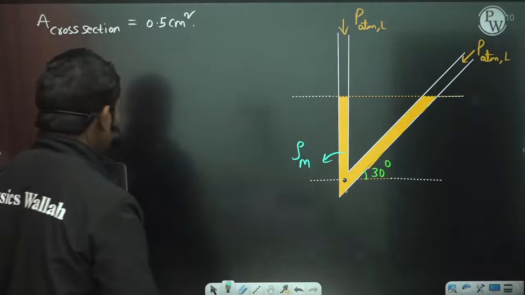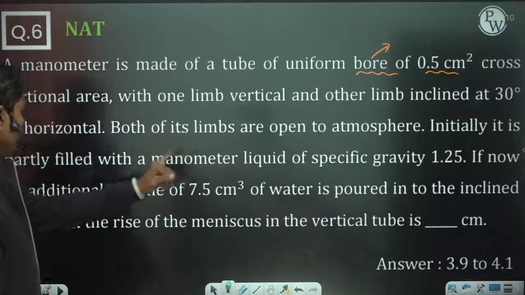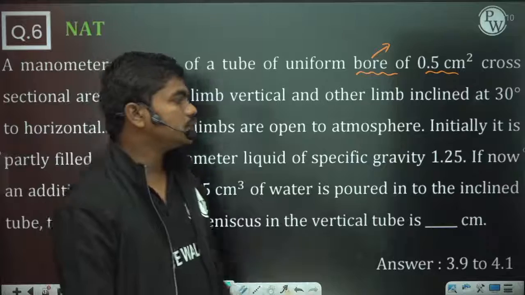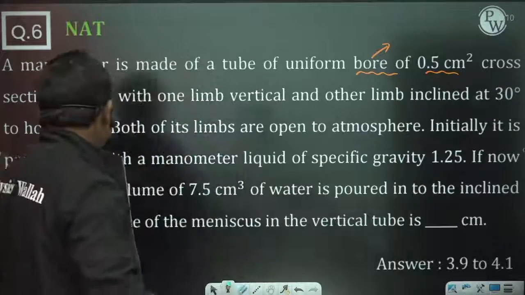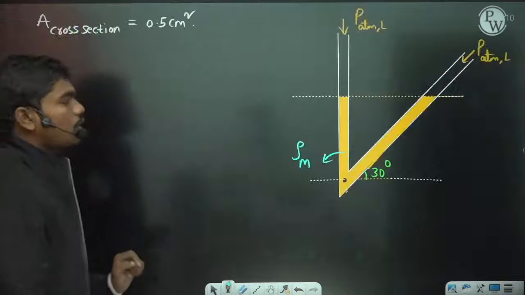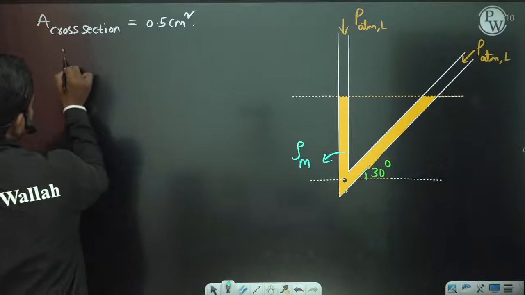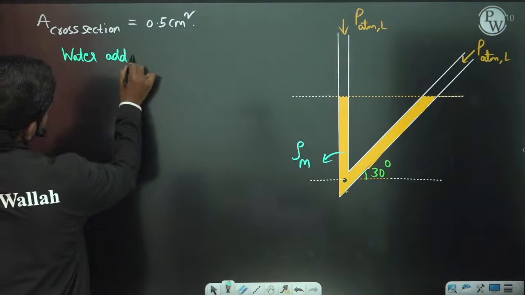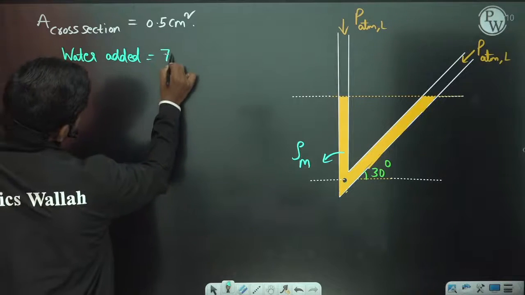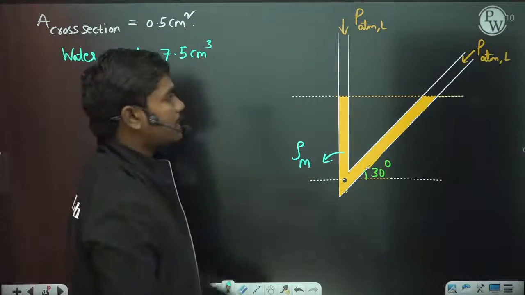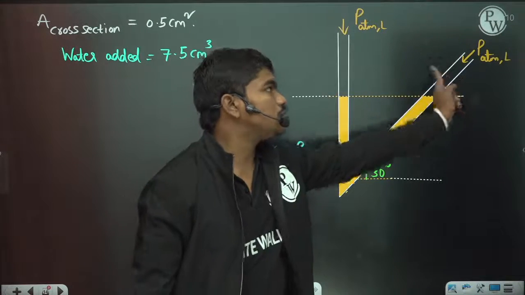Now what happened? If an additional volume of 7.5 centimeter cube of water is poured into the inclined tube manometer, then the rise of meniscus. So what happened? 7.5 centimeter cube of water is added. So they have kept some 7.5 centimeter cube of water.